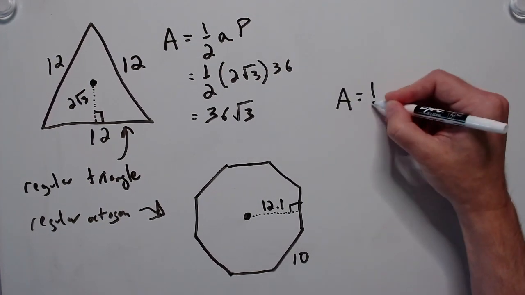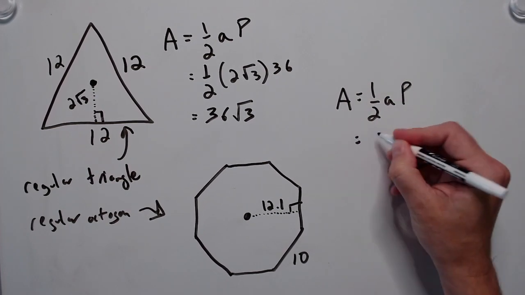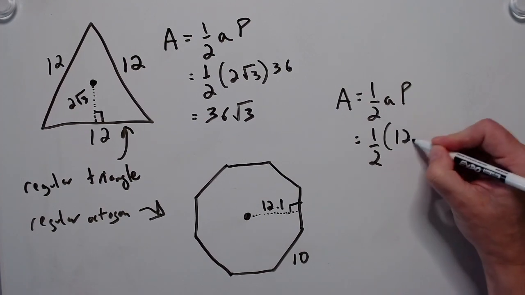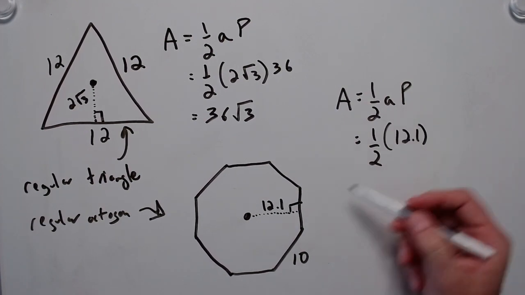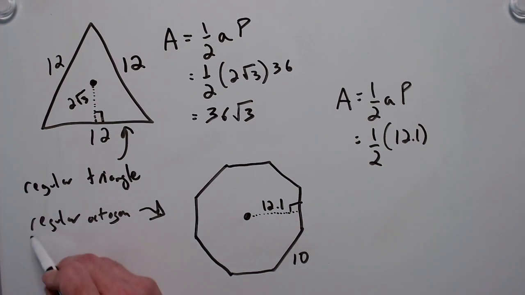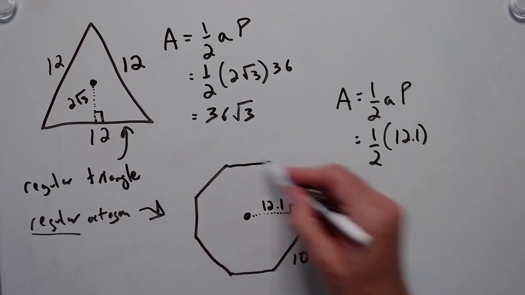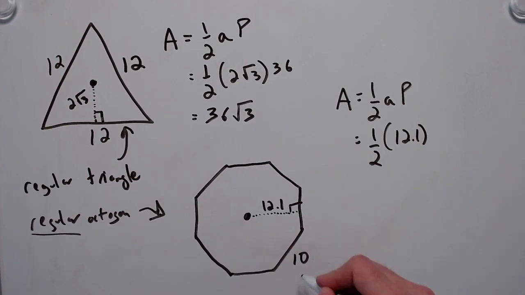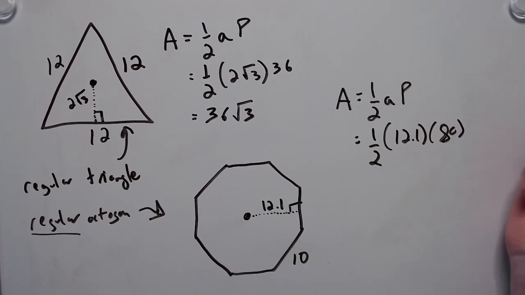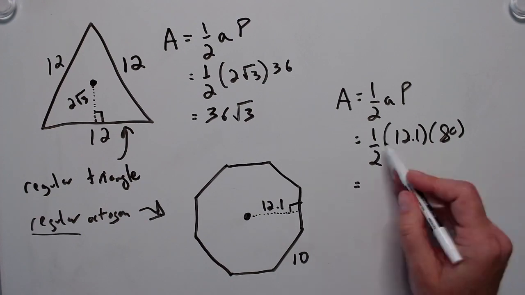Area equals 1/2 apothem times perimeter. So we'll write 1/2 times the apothem, which is 12.1, times the perimeter. Okay, so we've got 10 here, but because it's regular, we know that this is 10, that's 10, 10, 10, 10, 10, 10. So we have 8 sides times 10, which is 80.